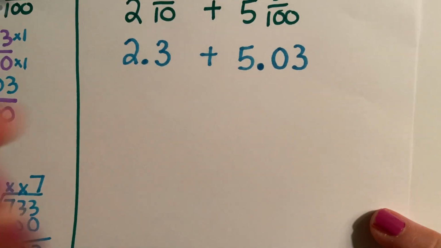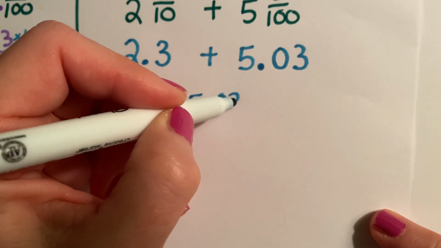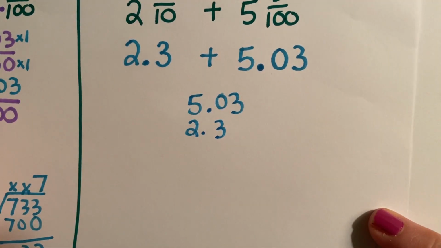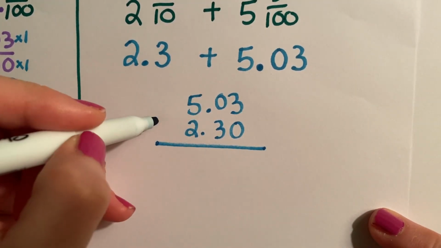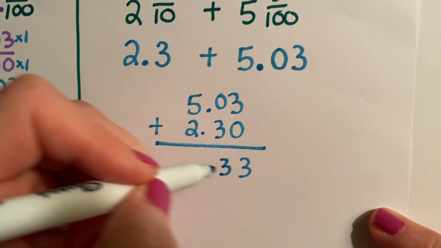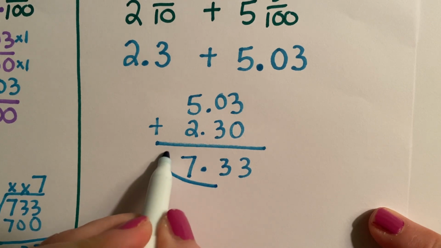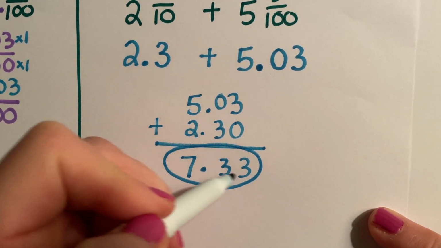Now, let's add these decimals. Let's stack them on top of each other so that the decimals align vertically. I'll just put a little 0 here as a placeholder. Let's add straight down. We have a 3, we have a 3, and we have a 7. And the way we would read that answer is 7 and 33.